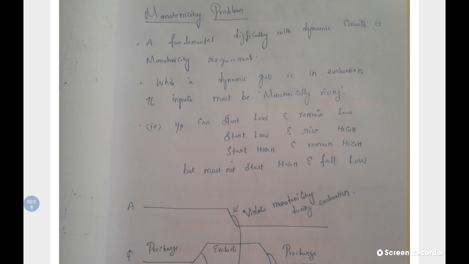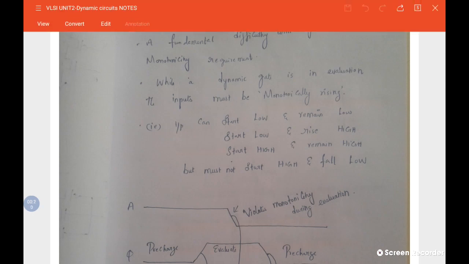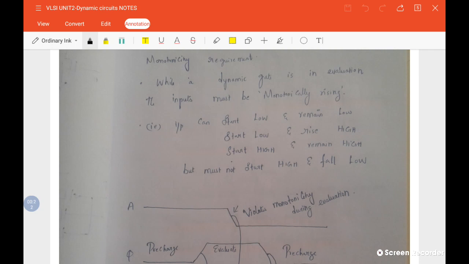The fundamental difficulty with the dynamic circuit is the monotonicity requirement, because when a dynamic gate is in evaluation, the inputs must be monotonically rising. What is that monotonically rising condition? The input can start low and remain low. It can start low and rise high. It can start high and remain high, but it must not start high and fall low.